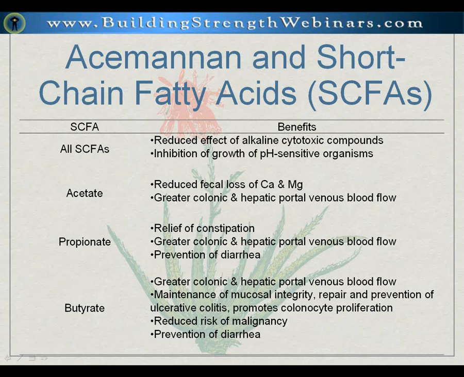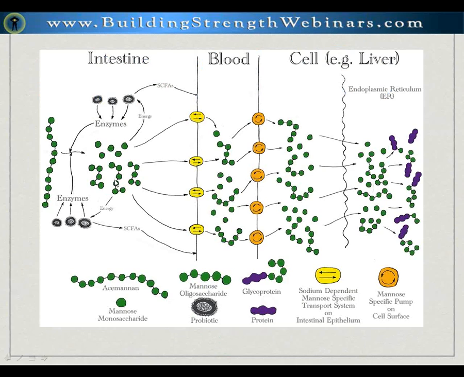So here is a diagram showing acemannan. This follows the logical steps. And again, Danny did a great job. Bacteria release enzymes. They break down the large chain polymers into oligosaccharides, monosaccharides. They're pumped into the blood. And then cells like the liver, endothelial, other cells are able to pump these inside the cell, where in the endoplasmic reticulum, glycoproteins are made. And then in the liver, they're released back into the blood to help feed other cells.